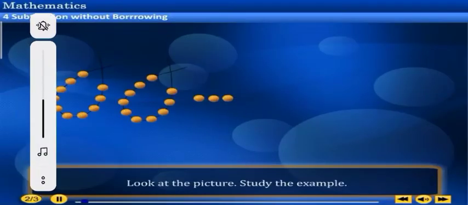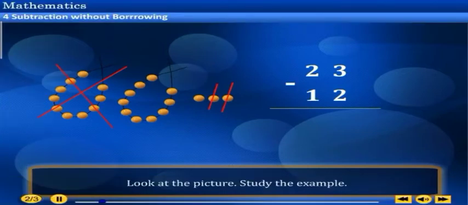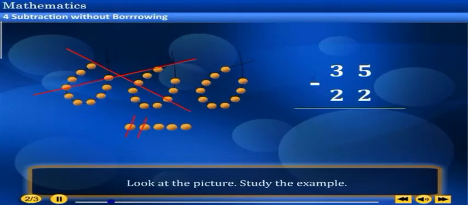Explanation, look at the picture. Study the example. 23 minus 12 is equal to 11. 35 minus 22 is equal to 13.